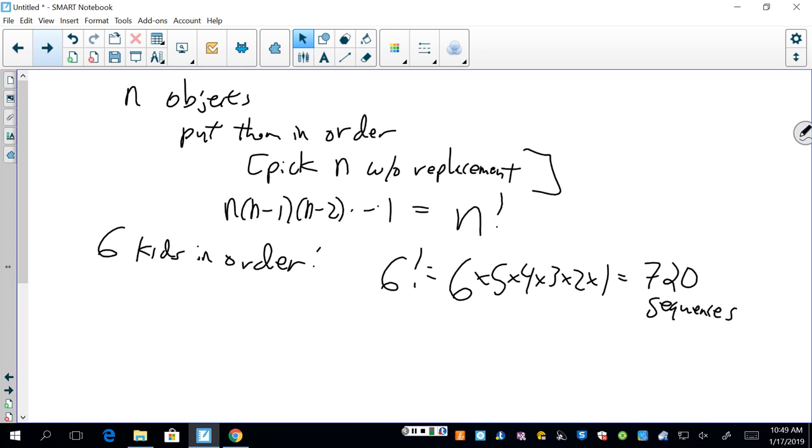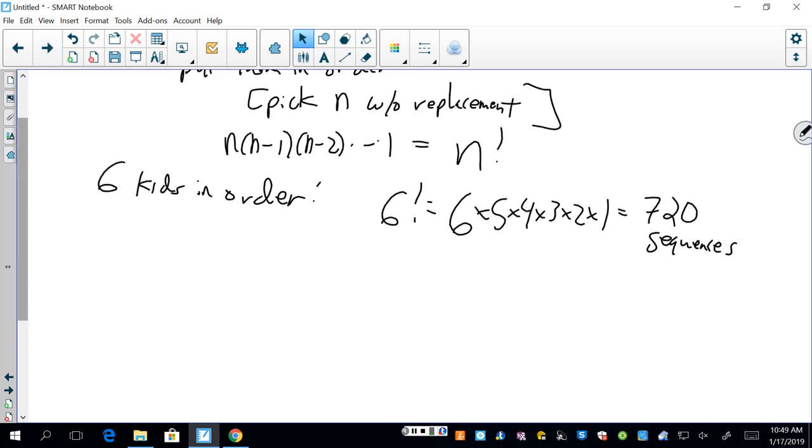We could ask probability questions about this. Say, if all the sequences are equally likely, then the probability of one particular sequence, the sequence A, B, C, D, E, F, is just going to be 1 out of 720, if that sequence is just as likely as any of the others.